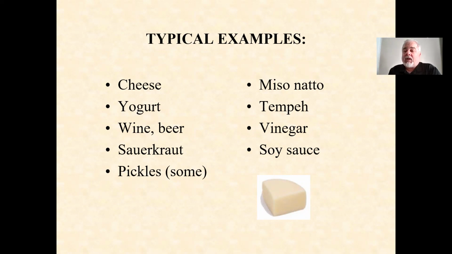Sauerkraut, a German cabbage product. Pickles. Not all pickles are made through fermentation, but many pickles are made through a fermentation process. Miso, natto, tempeh, vinegar, soy sauce, all of these are fermented products. And you could read up about them. What are they doing? What are the organisms? But these are the most common examples of fermented products.